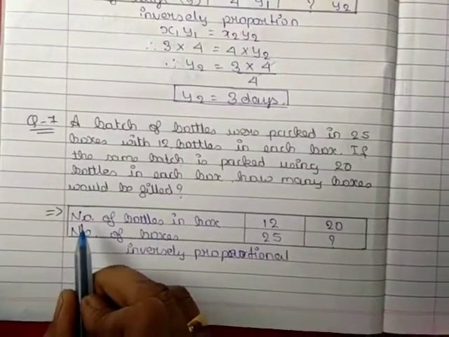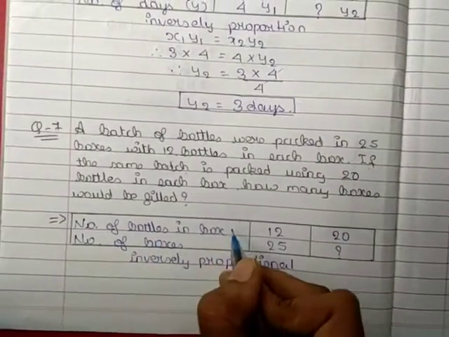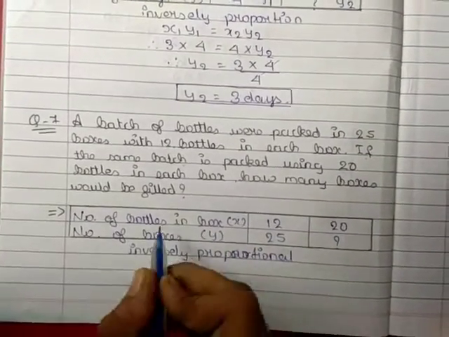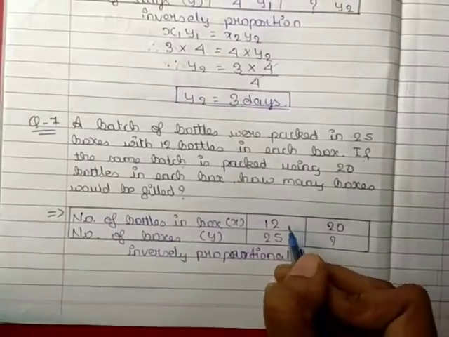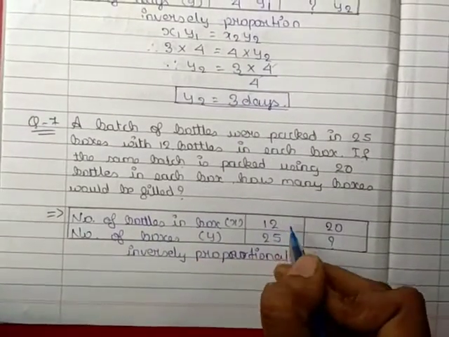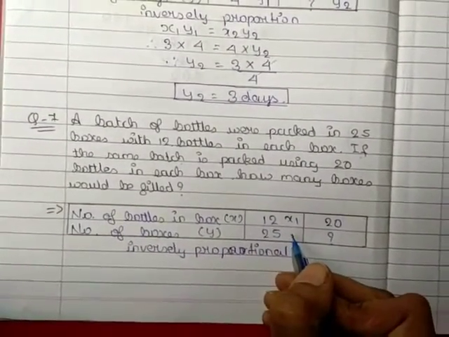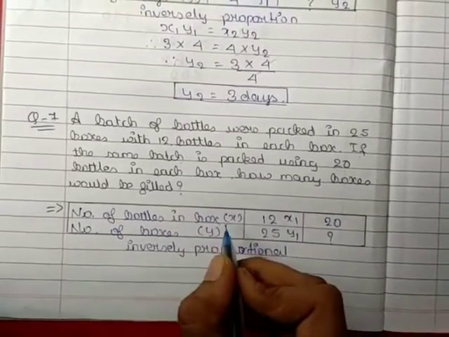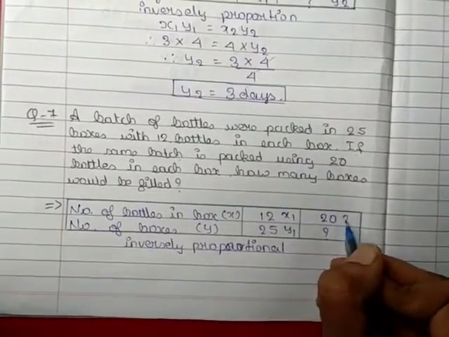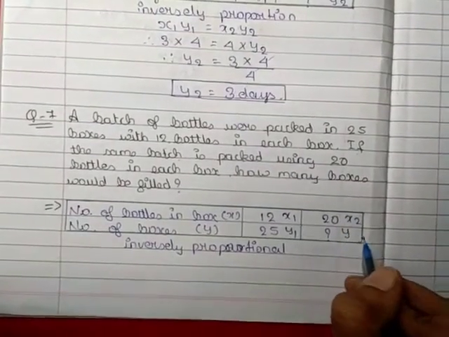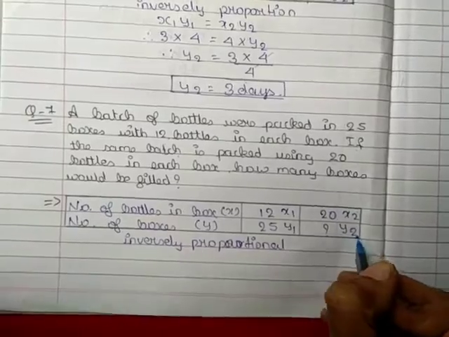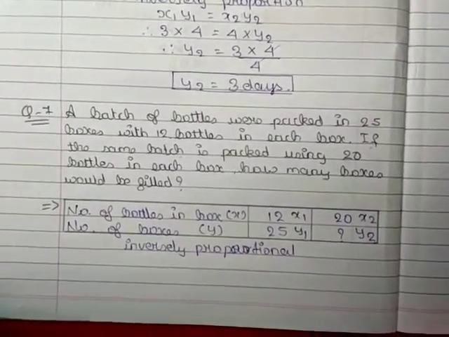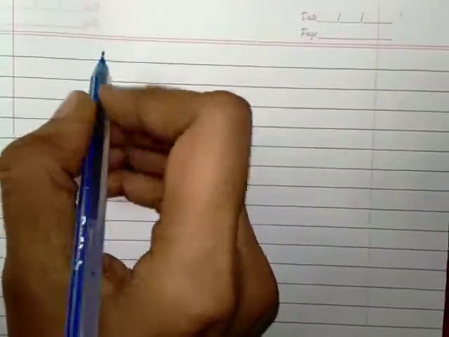One value is the number of bottles in a box, that I am taking as X, and the number of boxes let us take as Y. So here 12, the number of bottles in a box, will be X1, and the number of boxes will be Y1. And 20 bottles in one box will be X2, and Y2, the number of boxes, is what we have to find out, and we have to use the inversely proportional formula. The values are inversely proportional.